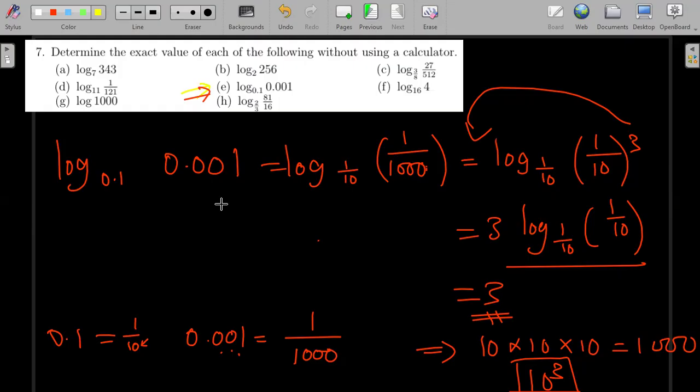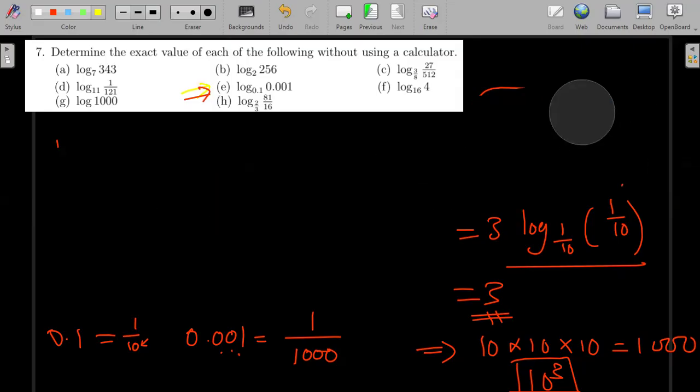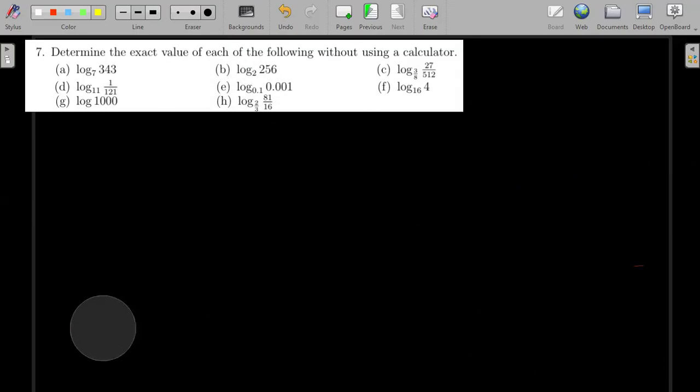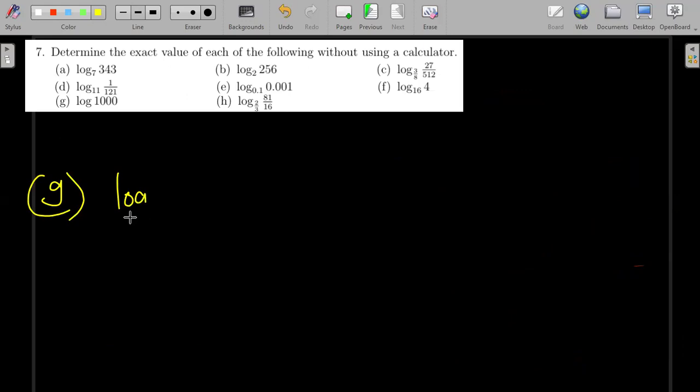Okay, so let's look at one last question here. And then for the other types of questions that come on logs, those ones I already did videos. So I'm just going to share after this class. So look at G. It does not have any log there. I mean, it does not have any base.